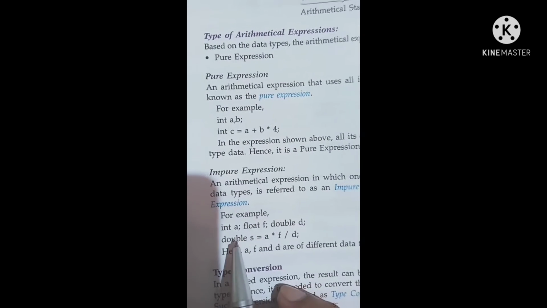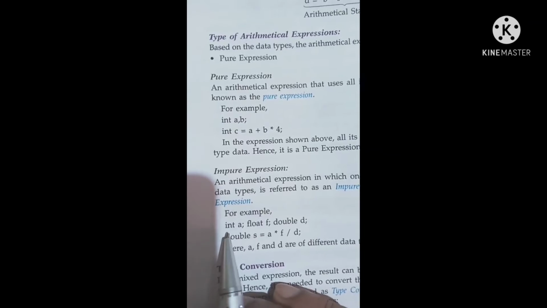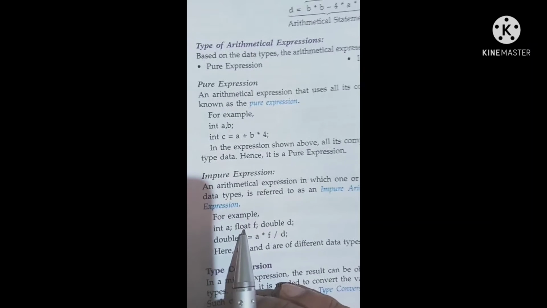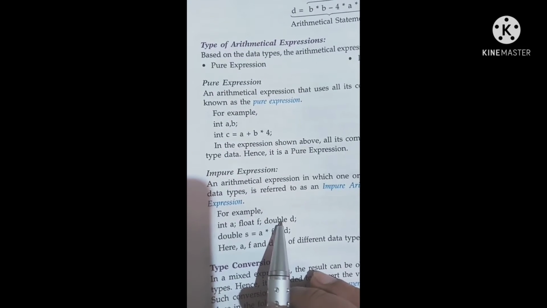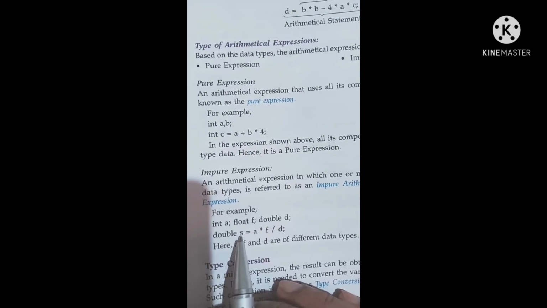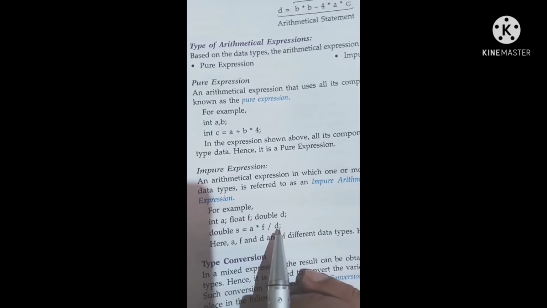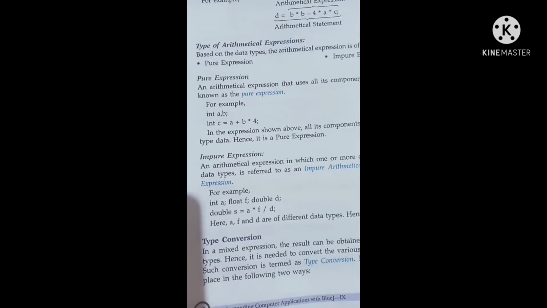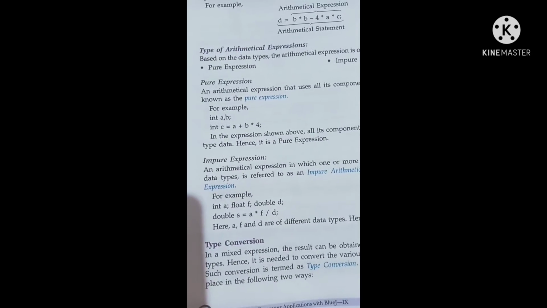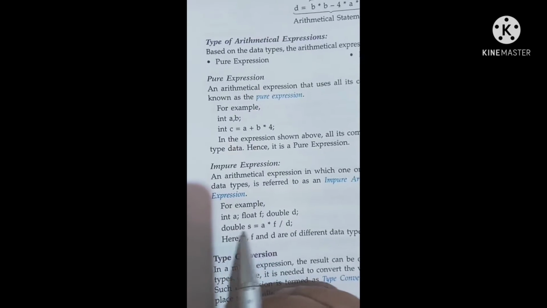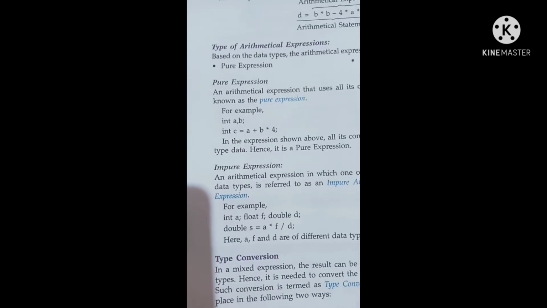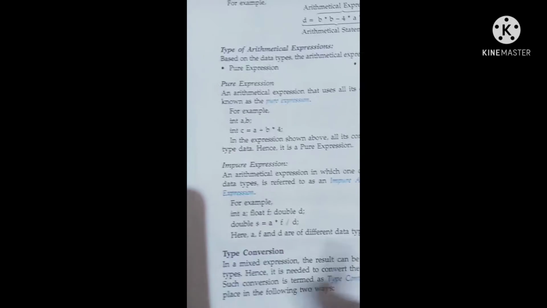For example, int a is an integer type data, f is float type data, and d is double type of data. And double s equal to a into f divided by d. So here the value will be calculated in double. The maximum value will be calculated in double. a, f and d are different data types, hence it is an impure expression.